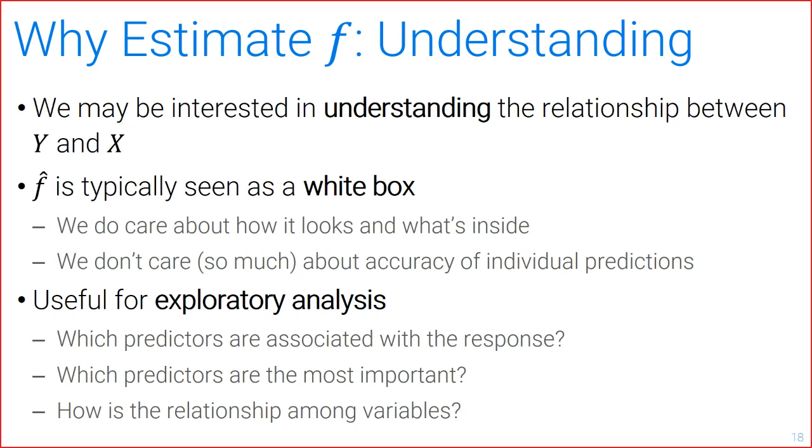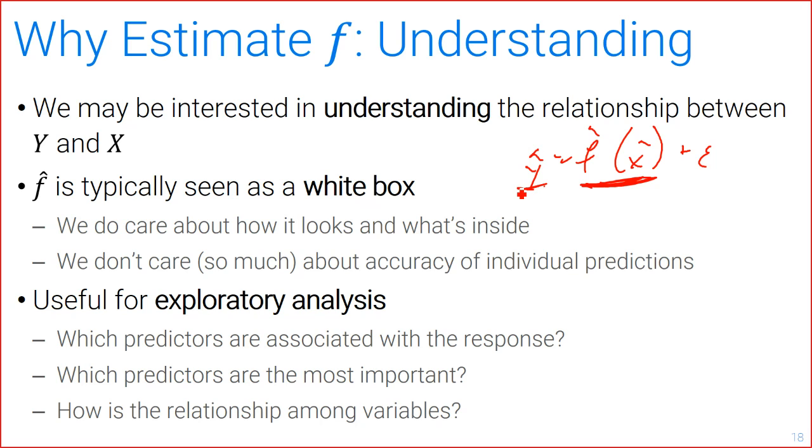If, on the other hand, we want to make the model for understanding, then we don't really care about the y-hats. We care about the function. So typically, we now see f-hat as a white box. As we had earlier, we have something like this. What we care about now is this. What does it look like? How can we better understand the relationship between x and the y's? So we do care about what's inside and not so much about the accuracy of the predictions.